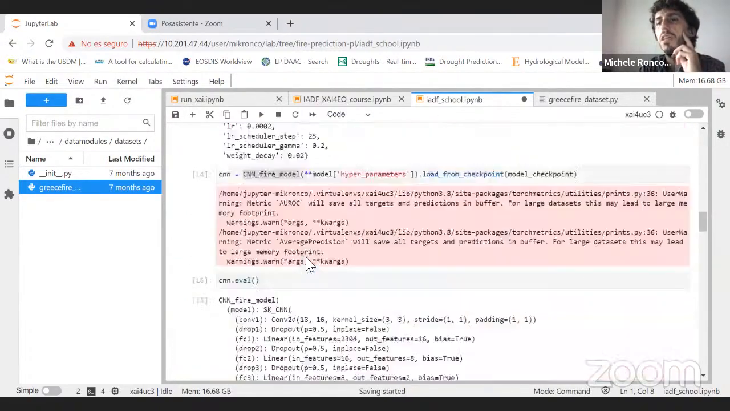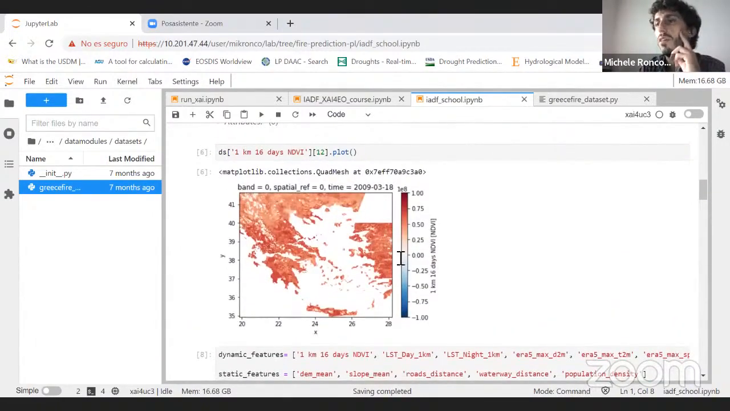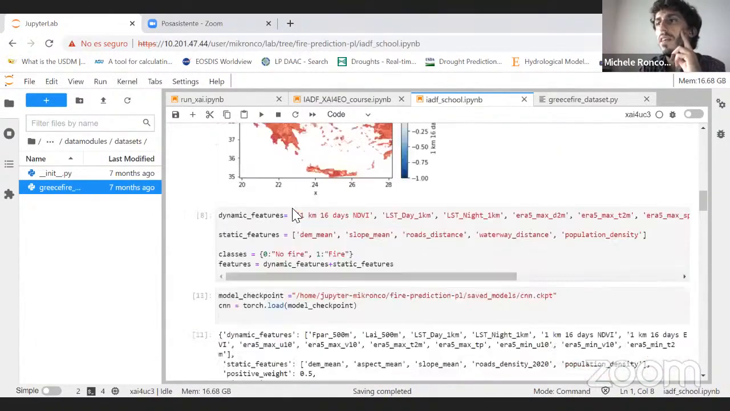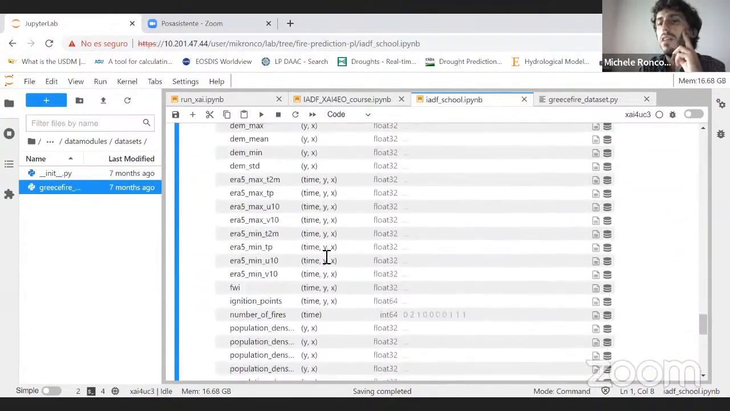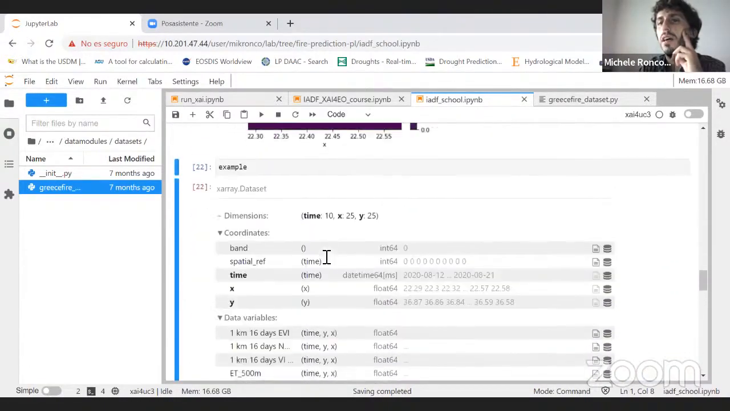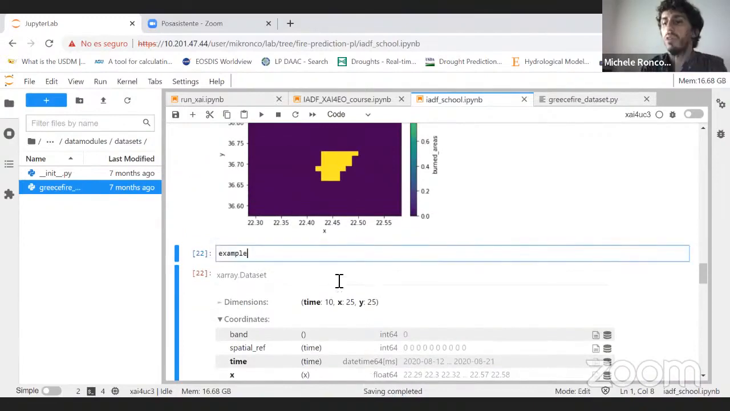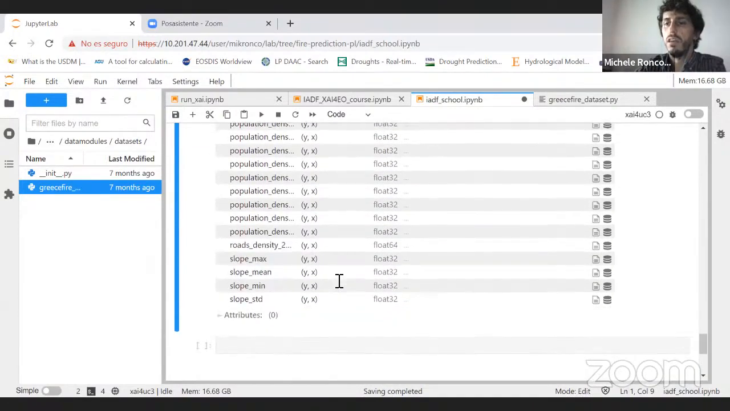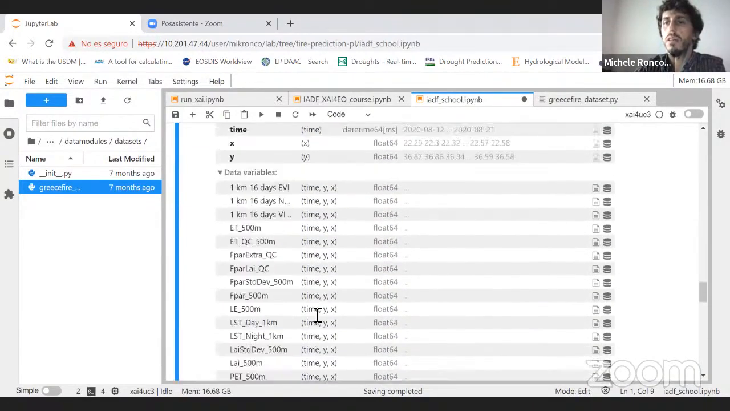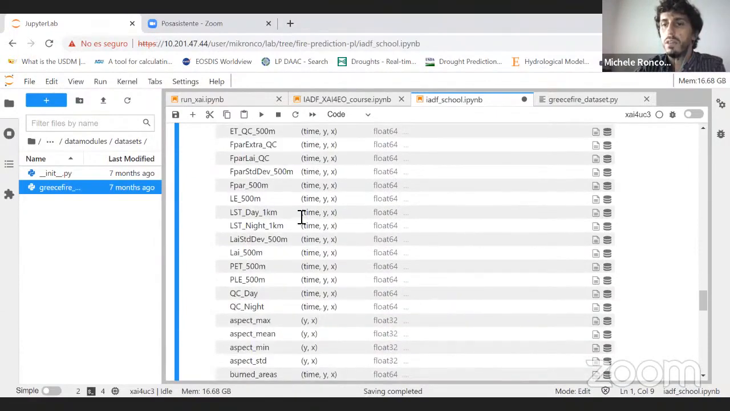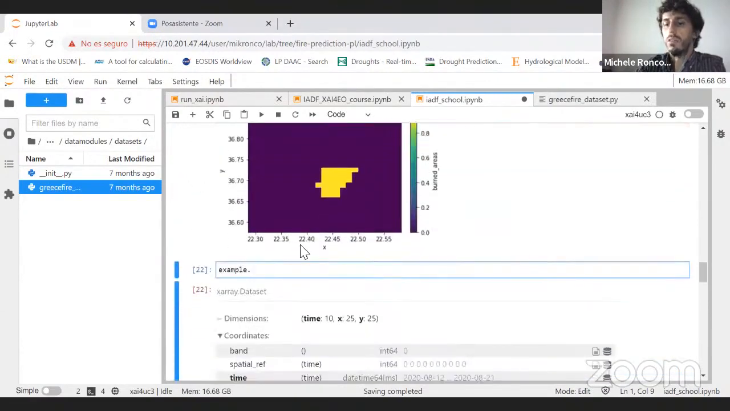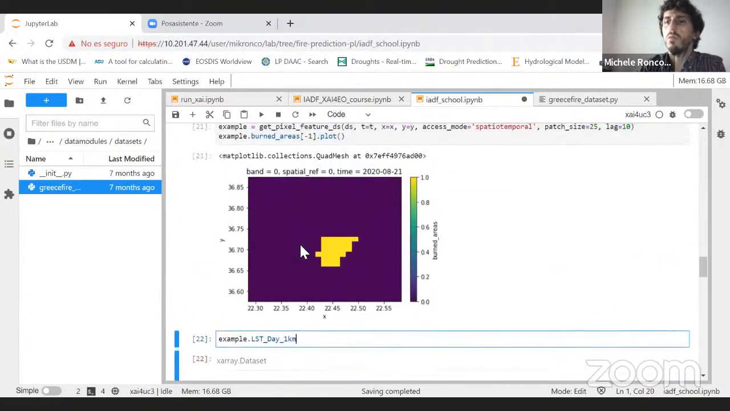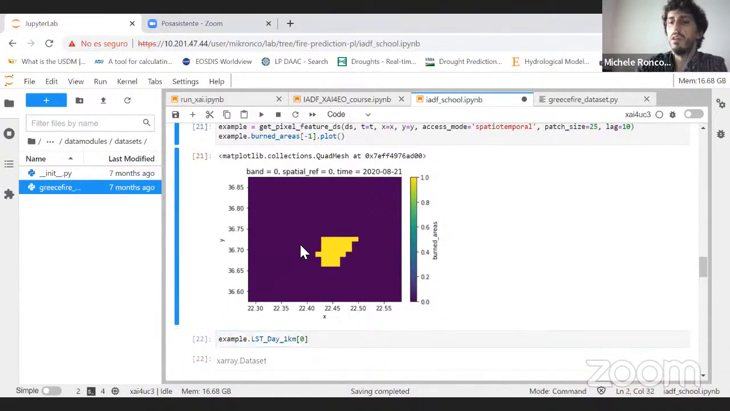So just as we did for the whole cube, the whole grid, what we can do for the single ones is again to look at single dimensions. So I don't know, we can put LST, or for instance, let's see, day 1 kilometer. So land surface temperature during the day, 1 kilometer. And we can do the plot.